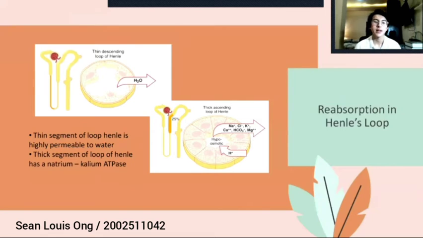Okay, next is the thin segment of Henle's loop. The thin segment of Henle's loop is highly permeable to water and less permeable to other substances. So about 20% of water that is filtered in glomerulus is reabsorbed in the thin segment of Henle's loop. And then we move to the thick segment of Henle's loop. The thick segment is more permeable to other substances than to water. So about 25% of natrium, chloride, and potassium are reabsorbed here.